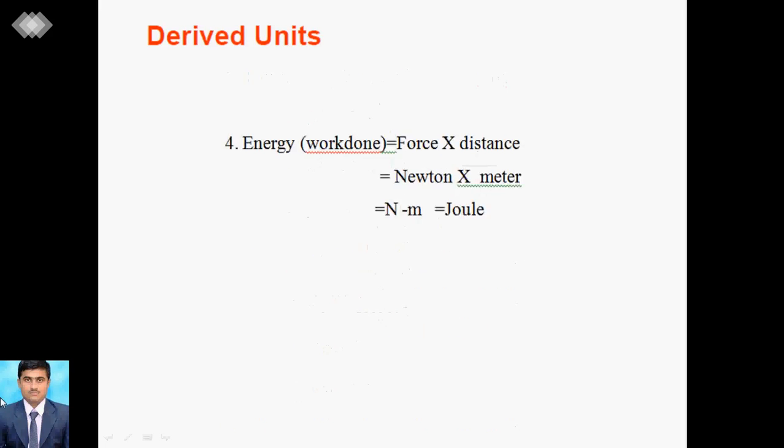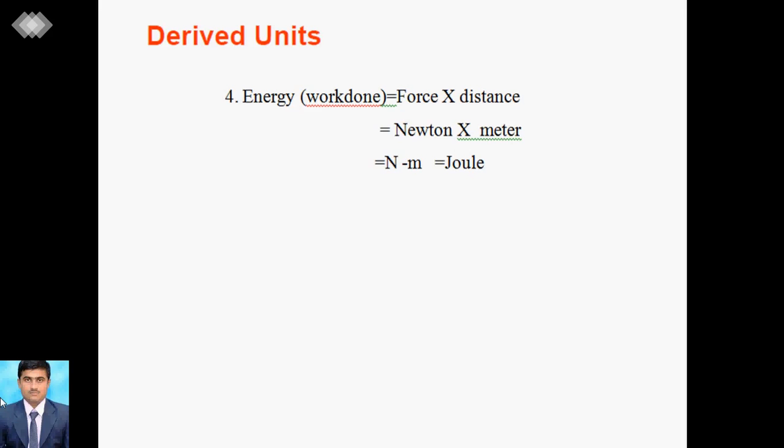Now the fourth unit is energy. Previously we discussed that force is in terms of Newton. Energy is nothing but force into distance, with force in Newton and distance in meter. So for energy, or work done, the unit is Newton meter, or you can say joule. The whole Newton meter is called joule.